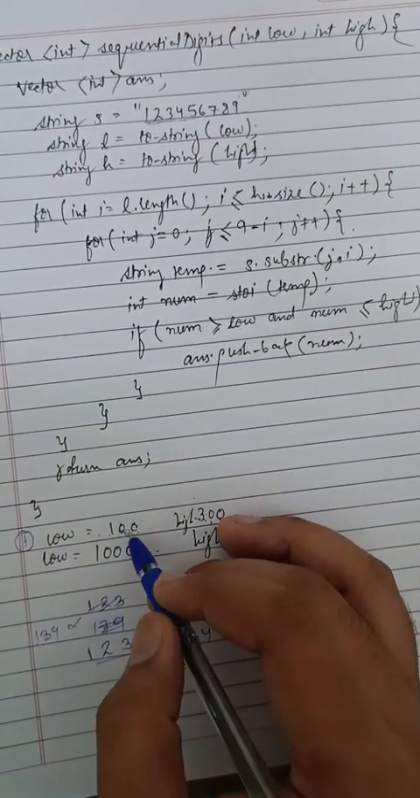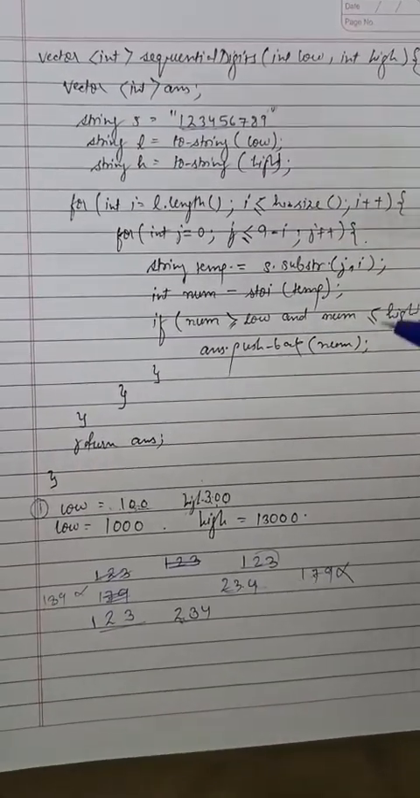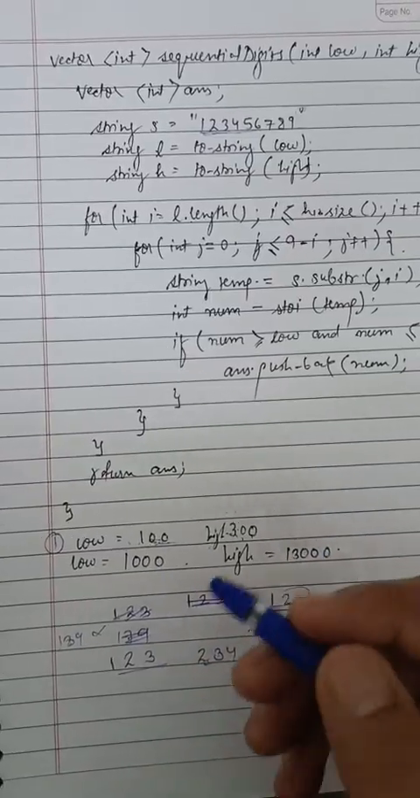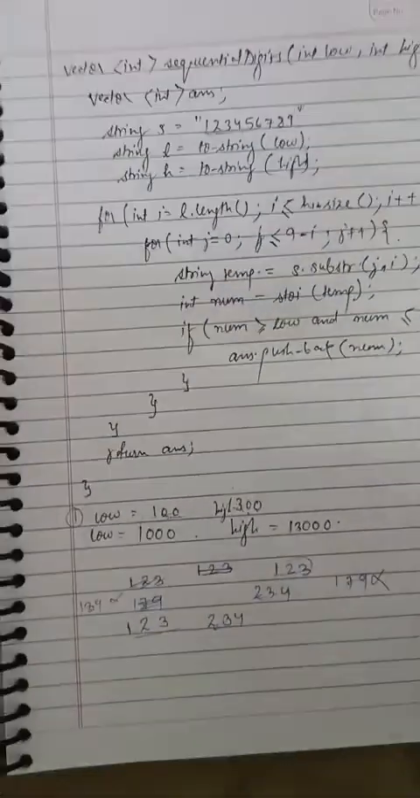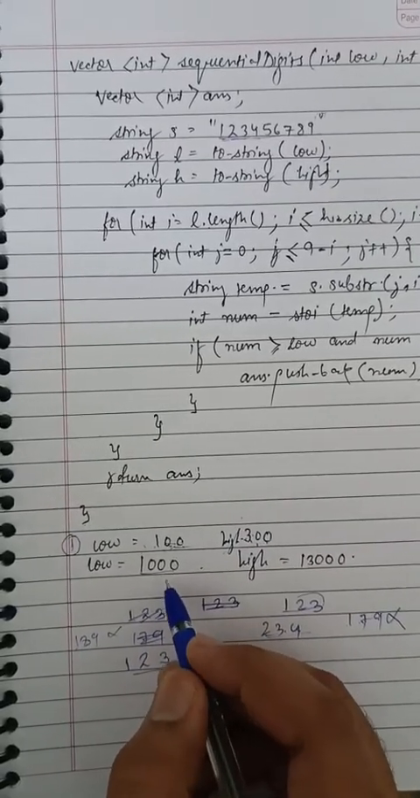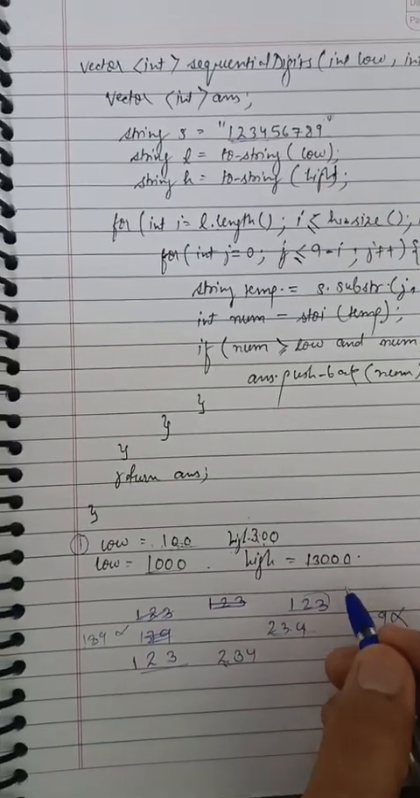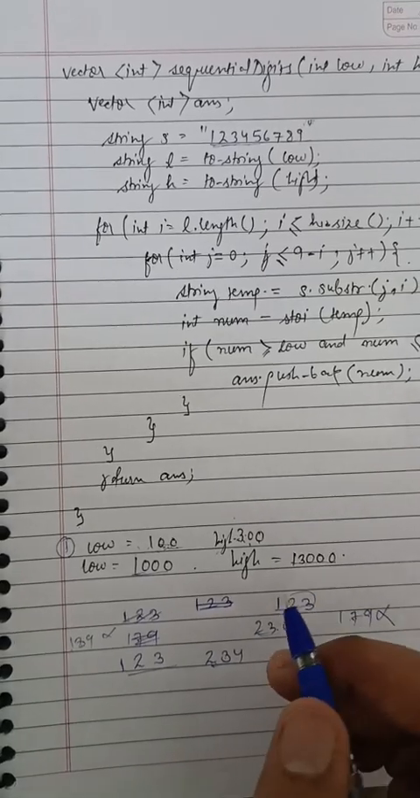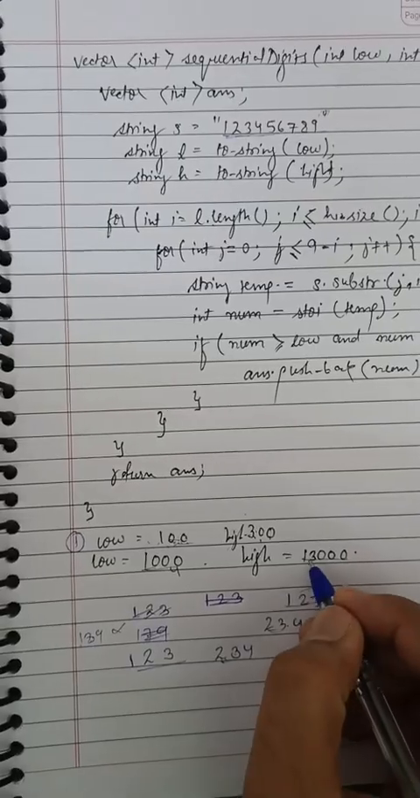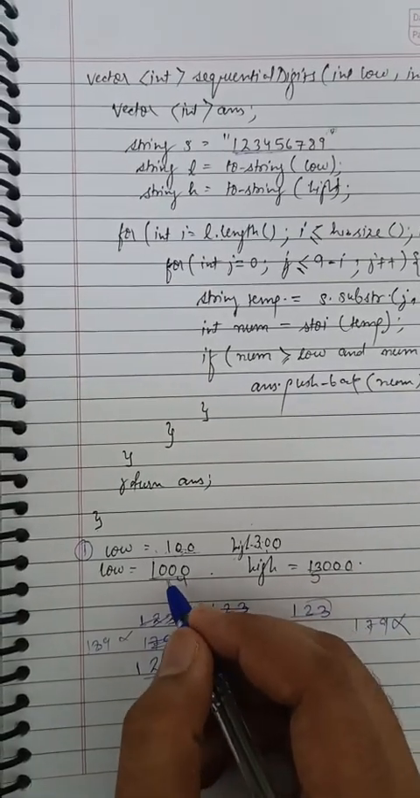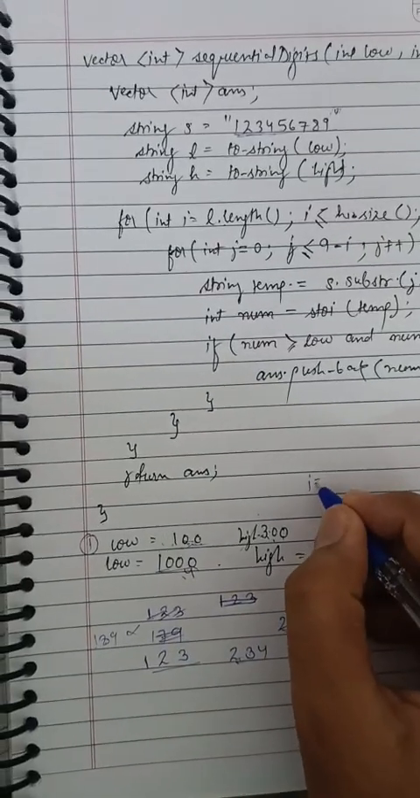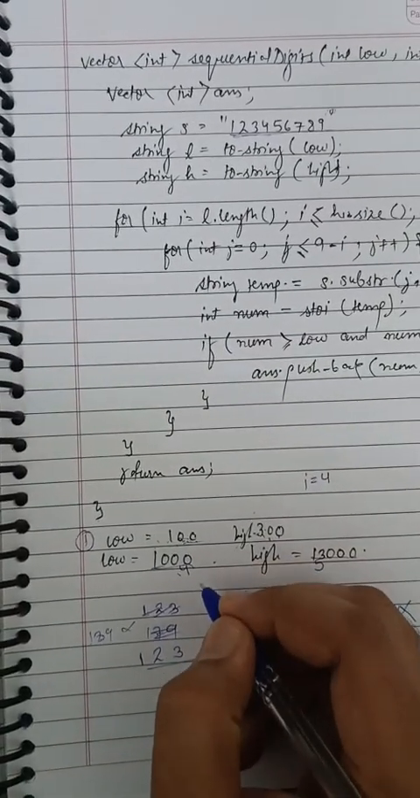I will start from 100, and then first I will traverse over its size, right? Here the idea is, let's consider the second test case. This is 1000 and it is 13,000. So the first loop will traverse over the size, that means size 4 and size 5. So I will consider all those numbers which have size 4. Let's say i is equal to 4, because the size of low is 4.